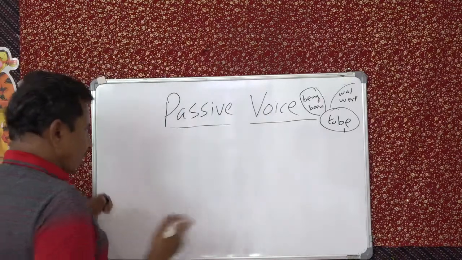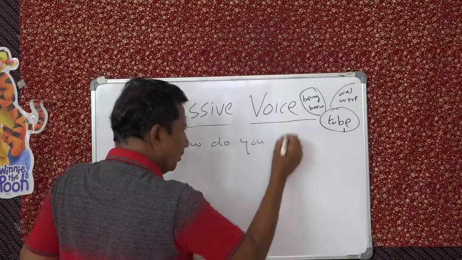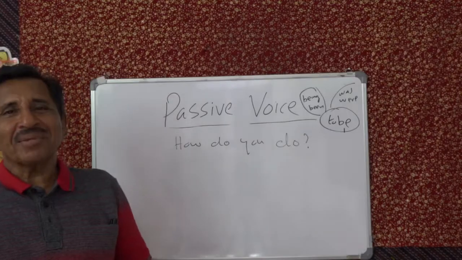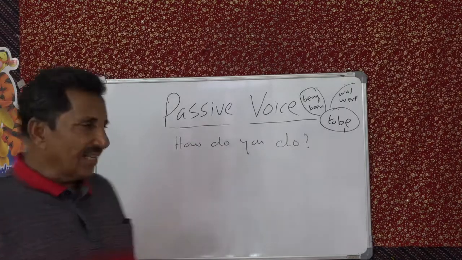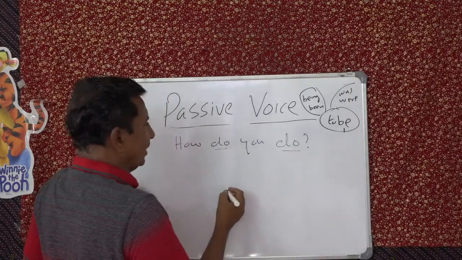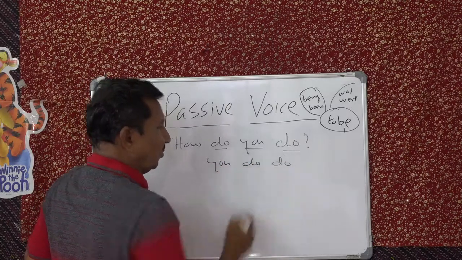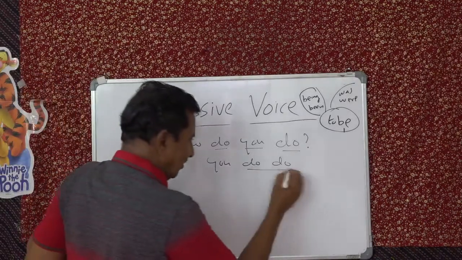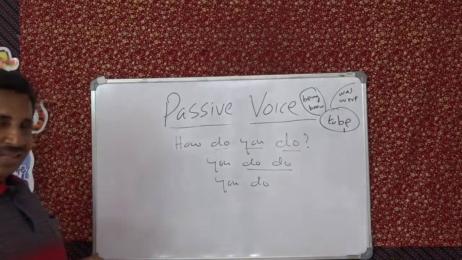Now let's do once again. One more. How do you do? What is the passive? The passive will be... do. This is the subject now. You do. Where did you get this do? Because when you simplify this, you will get only you do. Right? I will tell you.